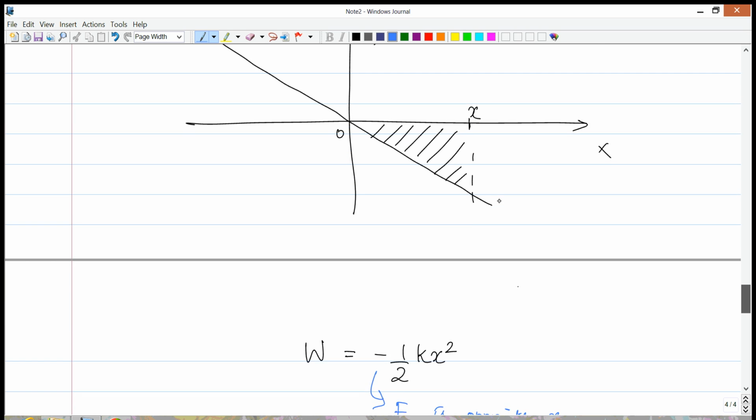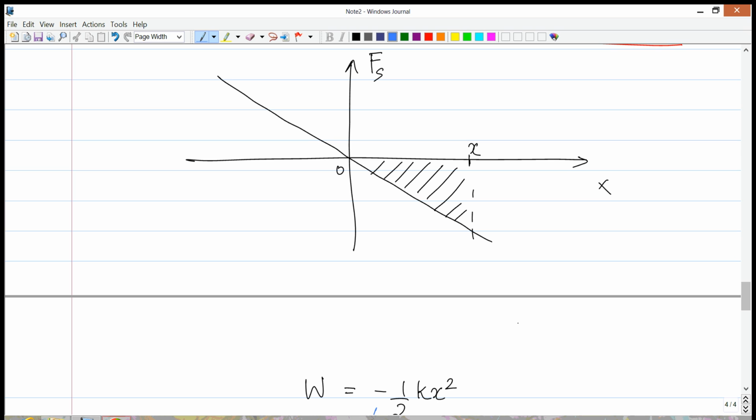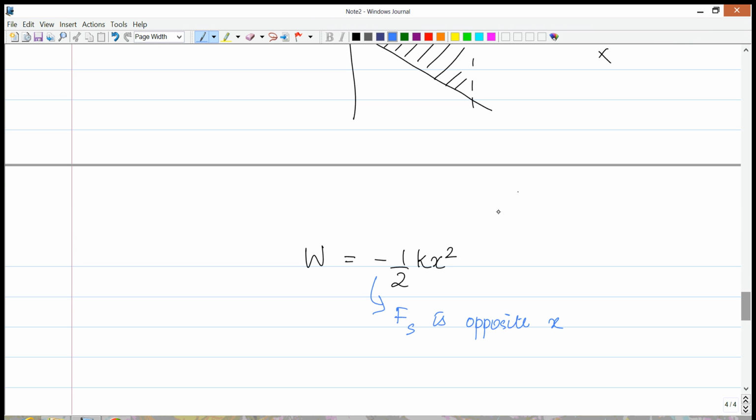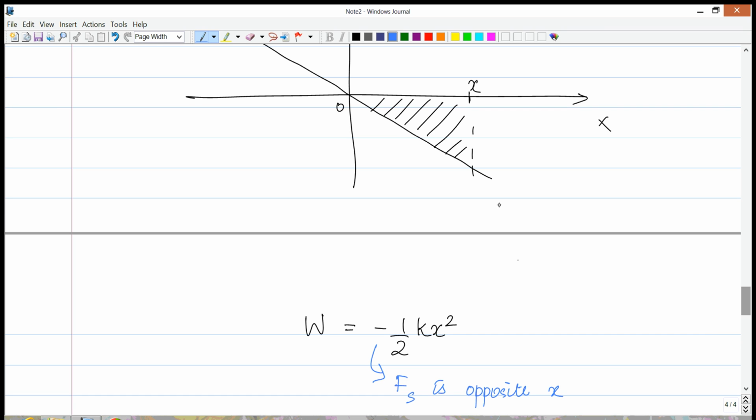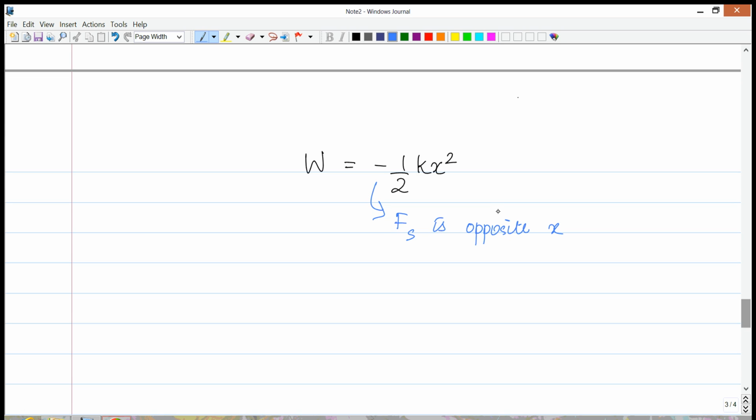So once again, the way we obtained it is by not using W equals Fd cosine theta, but by finding the area under the graph. And since we know that Fs is minus kx, we end up having a graph with negative slope, and then we find the work done by simply finding the area, and it's a triangle. The area is simply half of base times height. The base happens to be x, and the height happens to be k times x. So it is simply negative 1/2 times k times x squared.